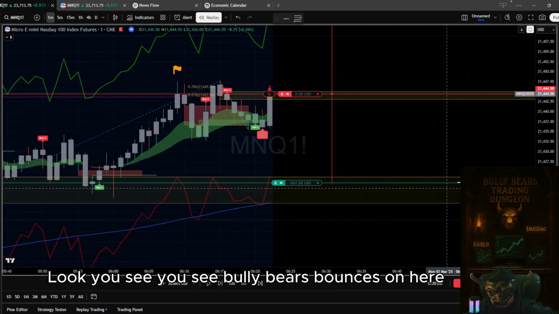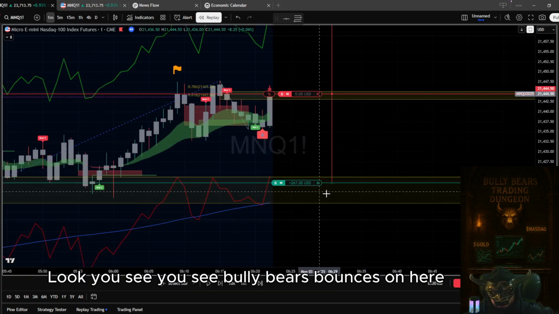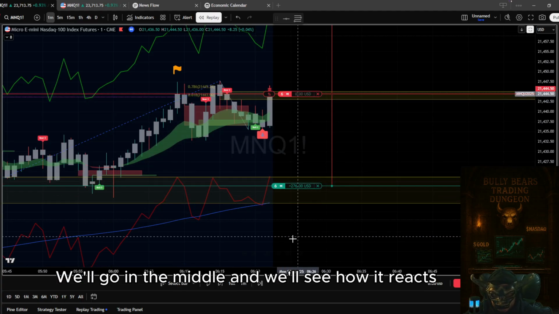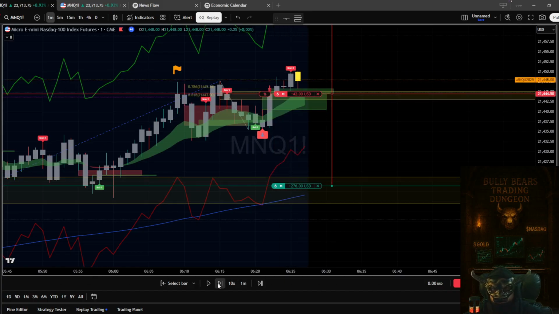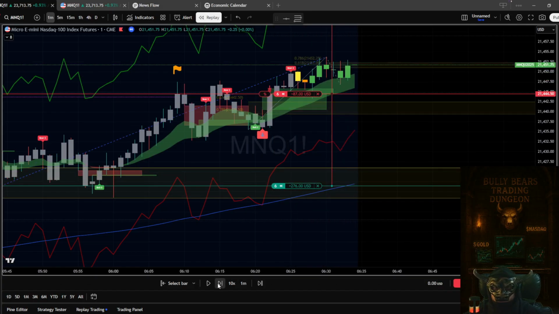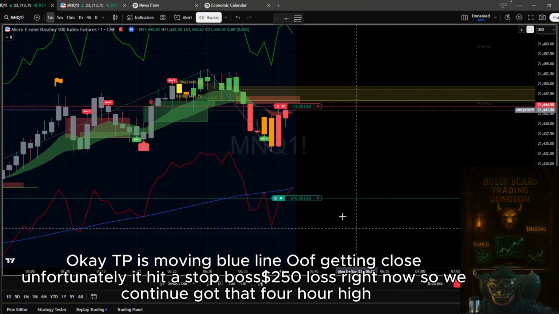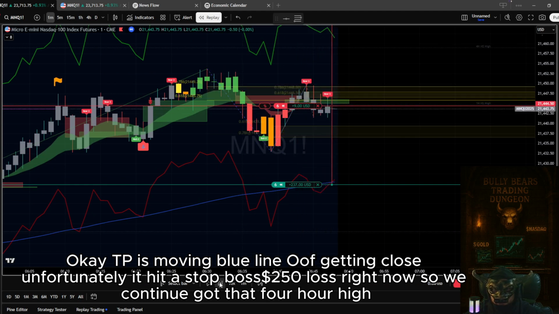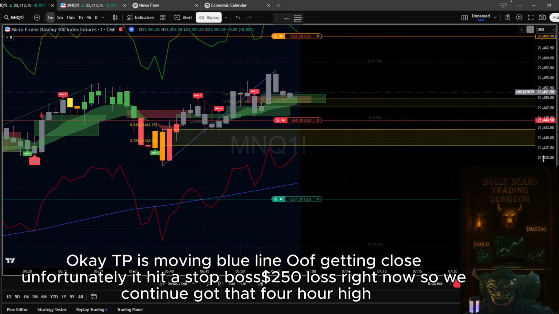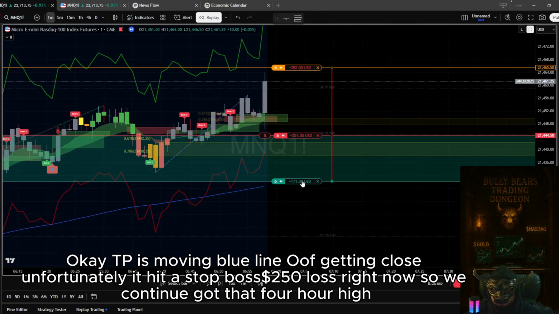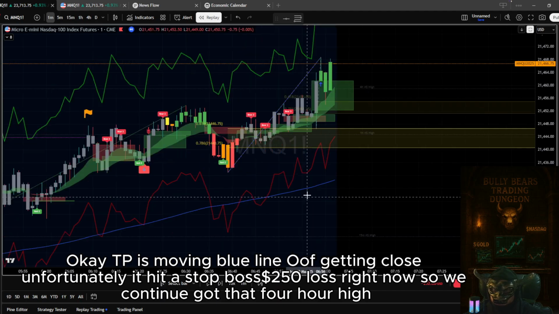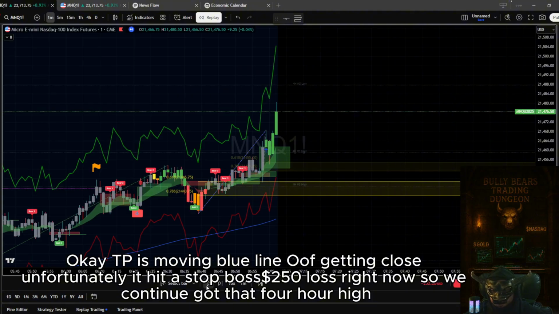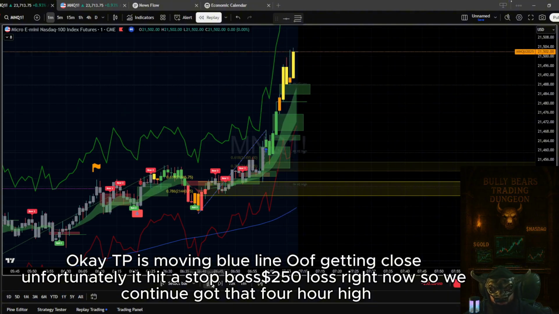Look, you see Bully Bear's bounce zone here, the yellow. You can target above this, or you can target into it. Totally up to you. We'll go in the middle and we'll see how it reacts. Okay. TP is moving. Blue line. Oof, getting close. Unfortunately, it hit our stop loss. $250 loss right now. So we continue.